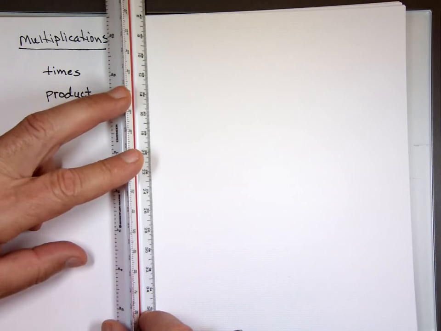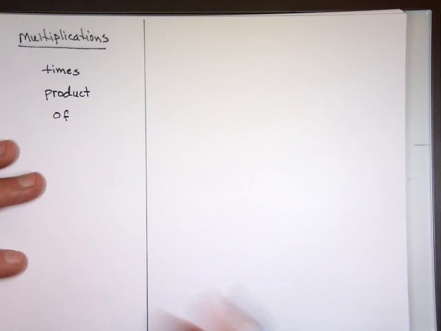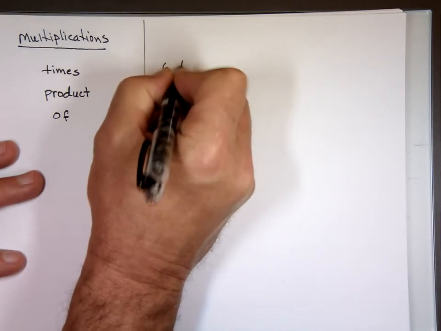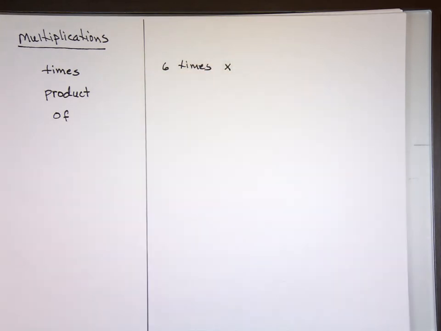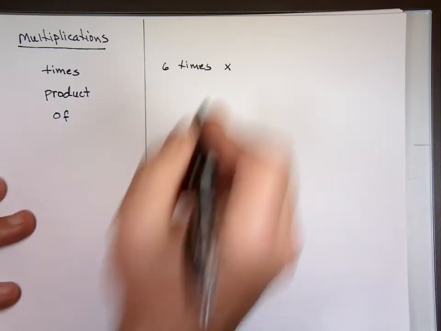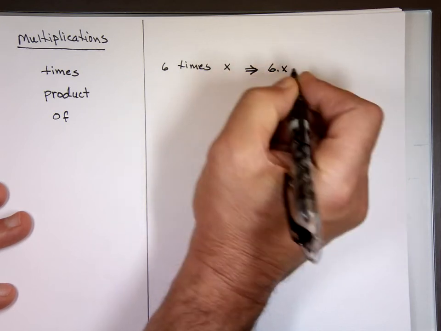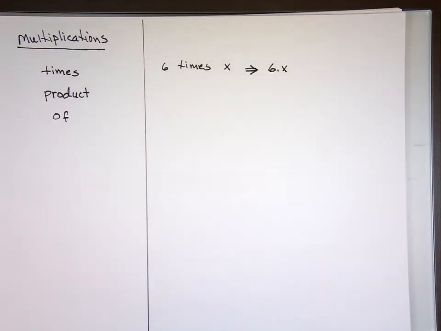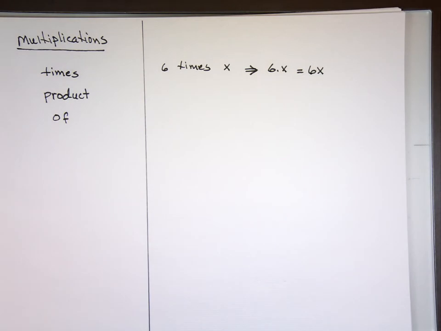Let me try an example or two here, one on each one. 6 times x. Just like addition, it really didn't matter if you write the 6 first or x. The same thing with multiplication. You can write x times 6 or 6 times x. And if you have 6 times x, we never write 6 dot x. How do we write that? Yes, 6x. So when there is no operation between them, it always tells you it's multiplication. That's 6x.